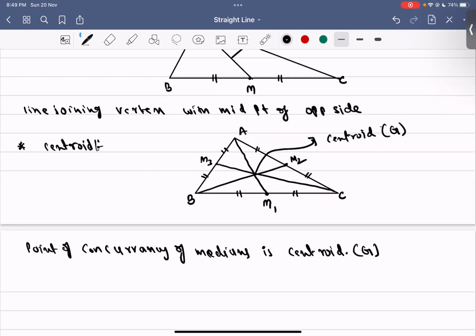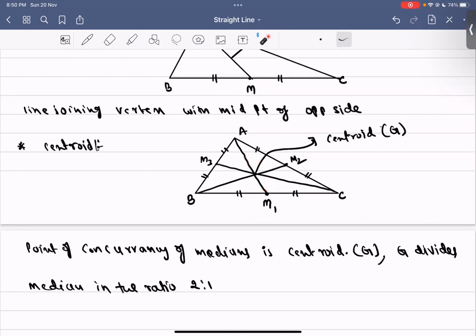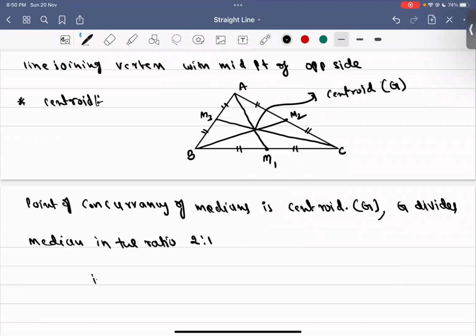So now G divides the median in the ratio, that is, the centroid divides the median in the ratio 2:1. So 2:1 means here this is 2, this is 1. Yes or no? AG is equal to 2, GM is equal to 1, 2:1 ratio. That is, AG over GM1 is equal to BG over GM2 is equal to CG over GM3 is equal to 2/1. So this is the centroid.